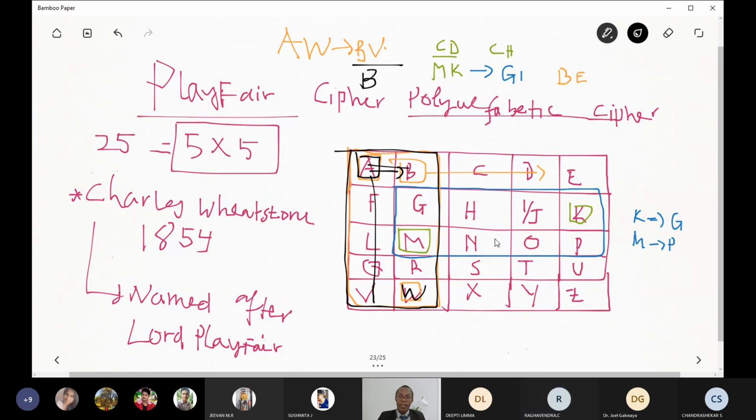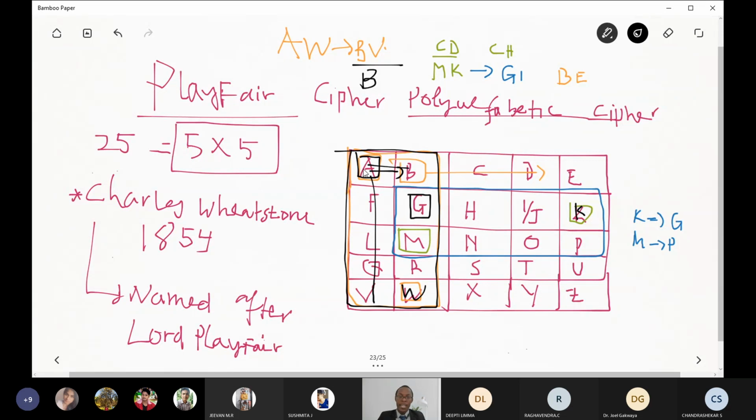Yes, sir. Which is the letter at the last corner of the same row? It's K, right? That's why we took K. So we don't say that since this is A, it is going to be V. No, the same row will be here.